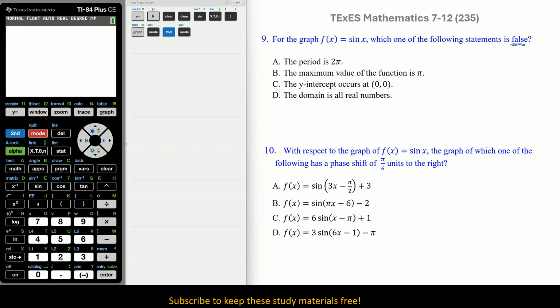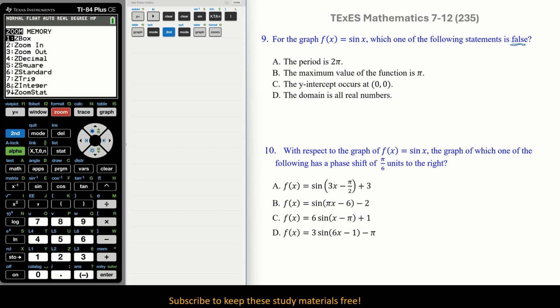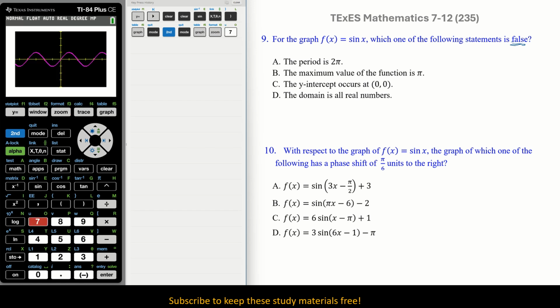Now, when we push graph, let's go ahead and say zoom and go to number 7. If you remember from other videos, there you go. It gives you a cleaner looking trig function graph, any trig function graph. It's just going to look better. Okay, there we go. Now we know that the basic sine and cosine has some, this is the parent function. It has some very specific features. It will always have these features. One of the features, I see one of them. Now we're looking for what's not true.